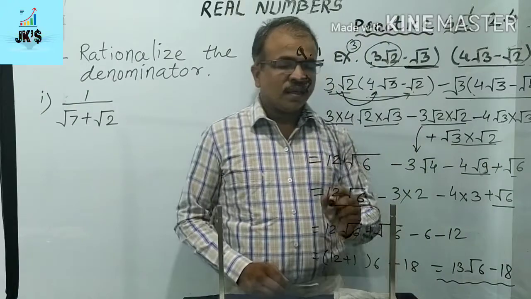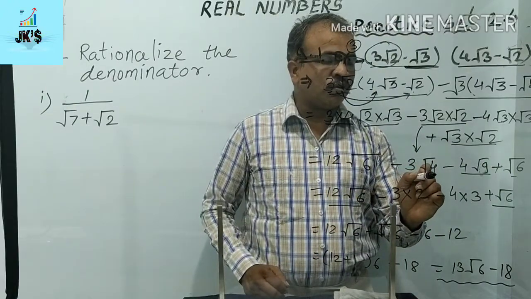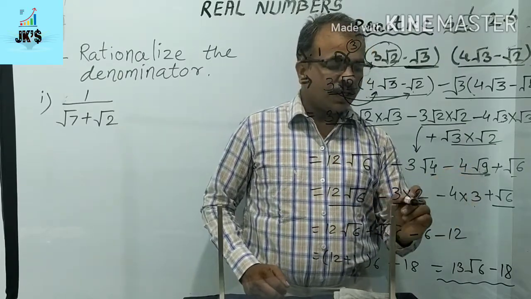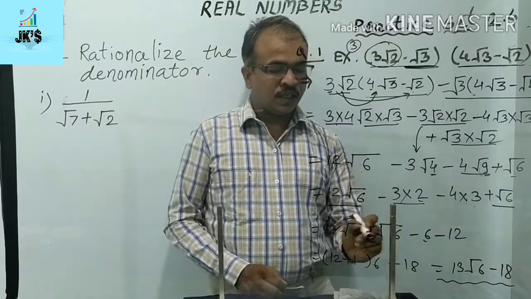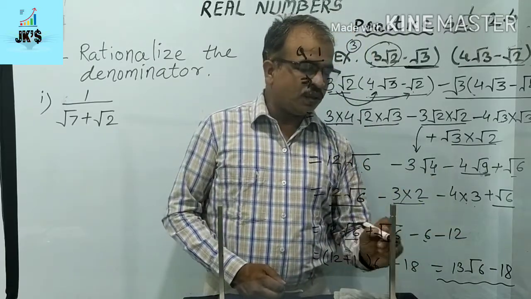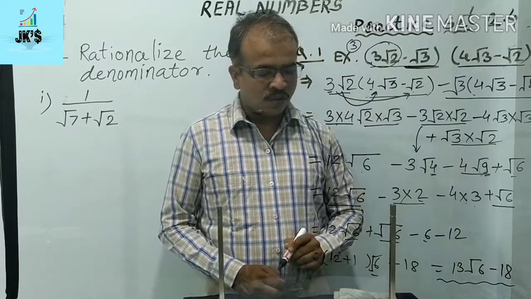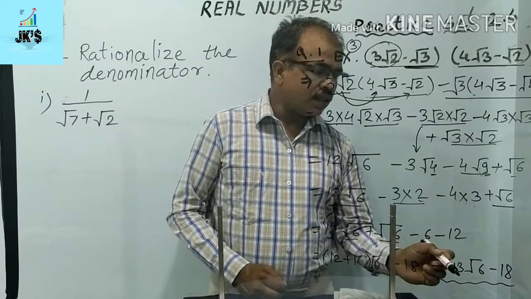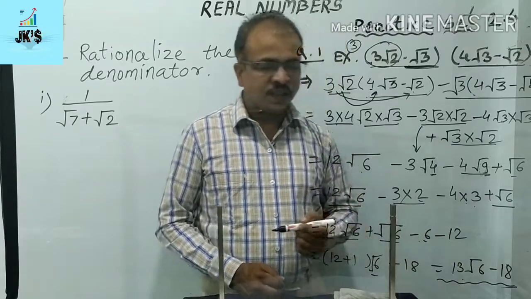In this way, 12√6 minus, square root of 4 is 2, square root of 9 is 3, 2 threes are 6, 4 threes are 12, and this √6 taken here. √6 taken common, 12 plus 1, that is 13√6, and minus 6 minus 12, that is minus 18.